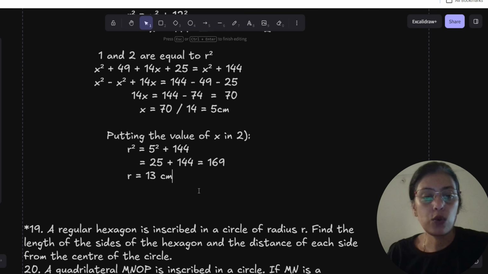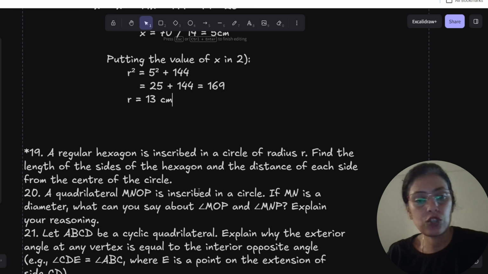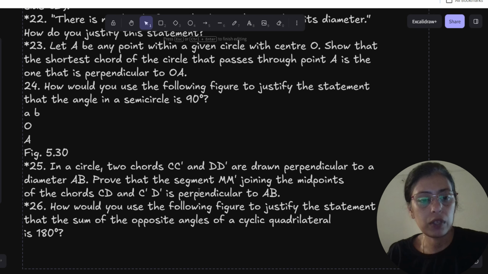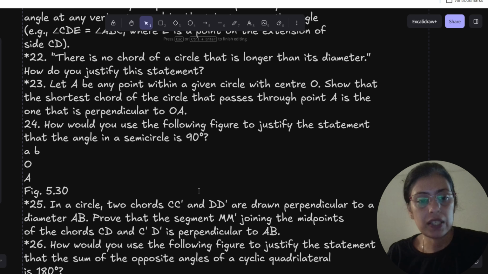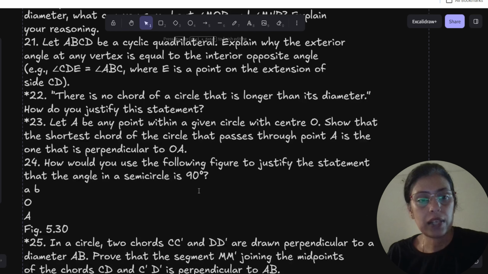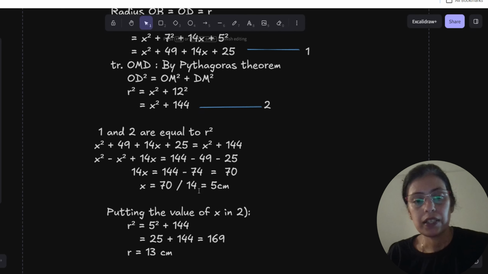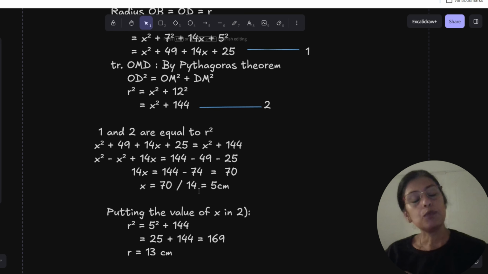I'll continue with the further questions. I think 19, 20. We are left with 19 to 26. So I'll see how much we can cover in the next two. I think it will take 2 more videos to cover. Then we'll be done with this end of chapter exercises for circles. And then we'll move on to the area and perimeter end of chapter exercises.